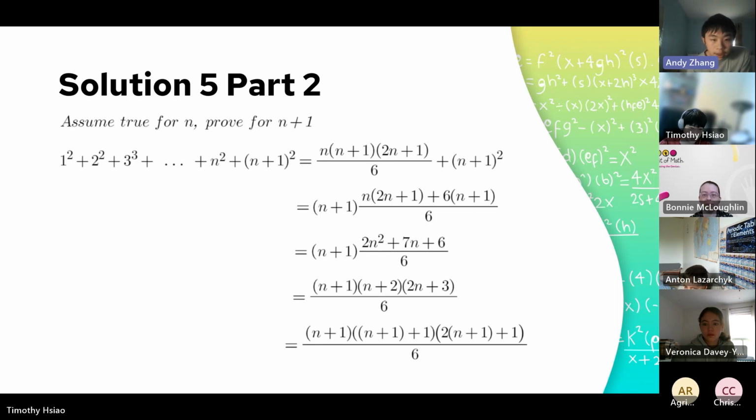Now we can rewrite that as n plus 1 times n plus 1 plus 1 times 2 times n plus 1 plus 1, which is the same formula we had before, except that instead of substituting n, it's substituting n plus 1. So we showed that it is true for n plus 1. We proved the base case of n equals 1, and we proved n plus 1, assuming n is true. Therefore, our induction proof is complete.